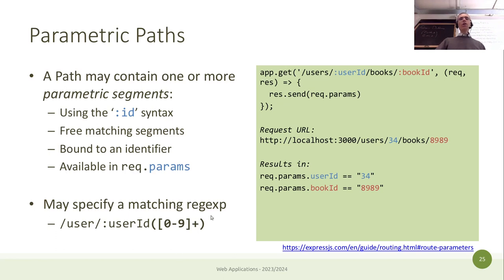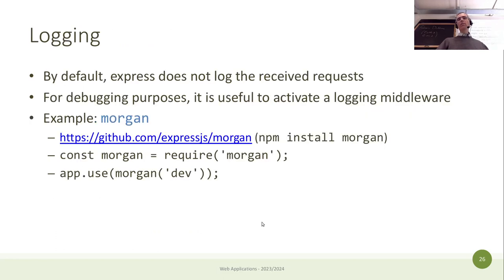You can also use regular expressions for parameters, but again, this is not very useful, because we would like to have separate URLs for different things, not to mix up URLs too much. This last middleware that I mentioned here is the logging middleware, which is called Morgan. That's an additional package that you need to install.